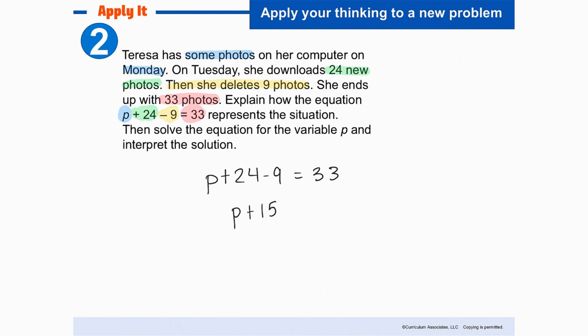And then we have 33 on the other side of our equation. Okay, so now this looks a little more similar to what we were doing in the last problem where we had p plus 15 equals 33. We could do this with the hanger method, but because we have larger numbers, it would have to be a little different. I could model that for you.